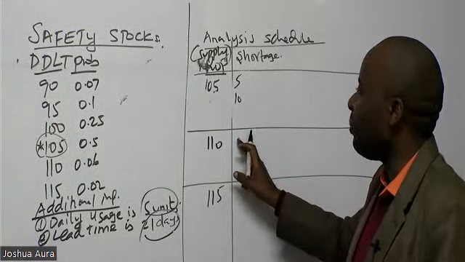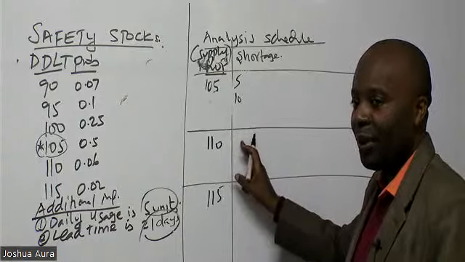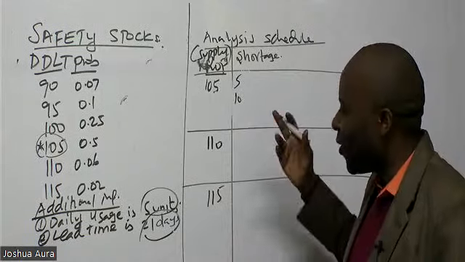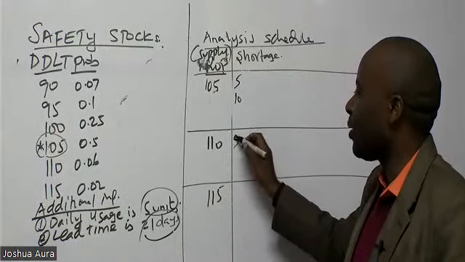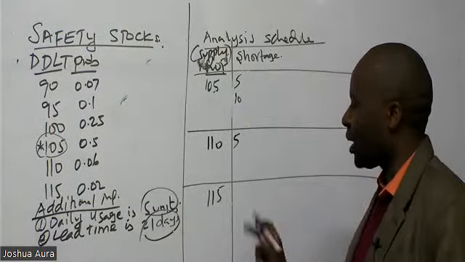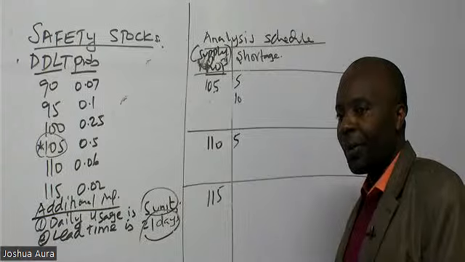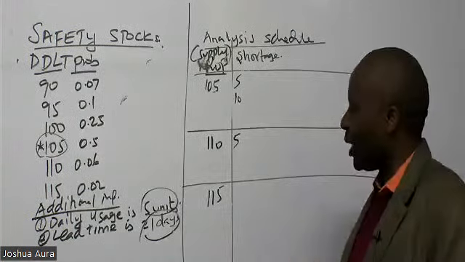So please come to this one. Is there somebody who can give me the possible shortage here? Is there any possible shortage? Yes, if I just look at this, only one possibility, 5. So if I stock this, is there any possible shortage? 0, isn't it? No possible shortage like that.